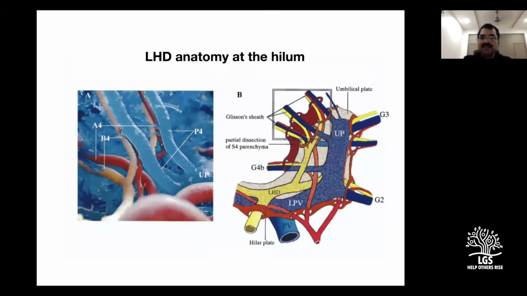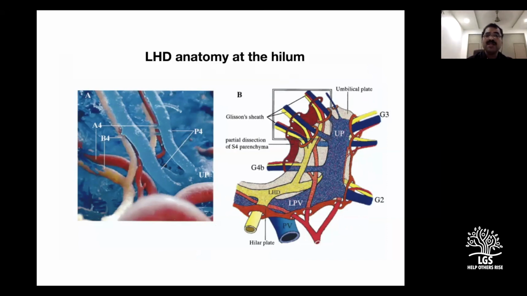So at the umbilical fissure, you can see there is a J-shaped hook of the vessels, the arteries supplying segment 4. It actually goes into the fissure and then supplies segment 4 above and below, segment 4A and B, and then it divides into the segment 2 and 3 vessels.